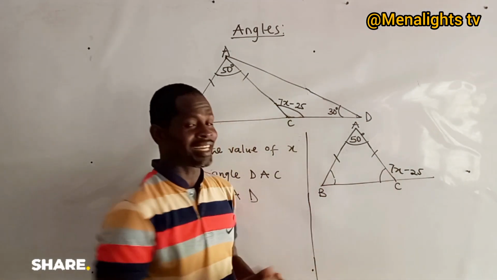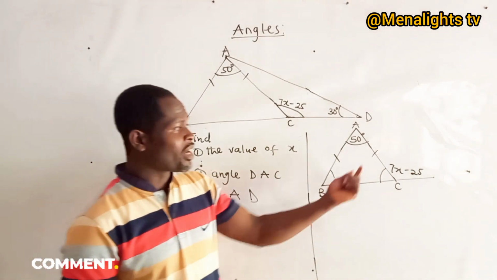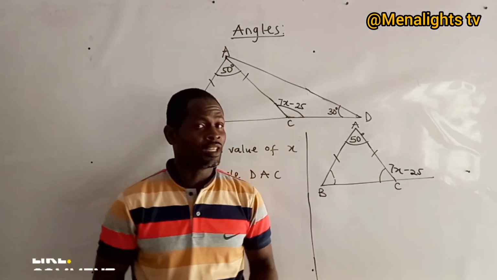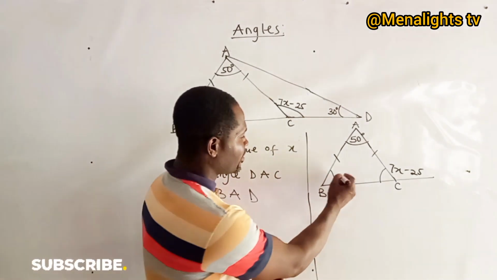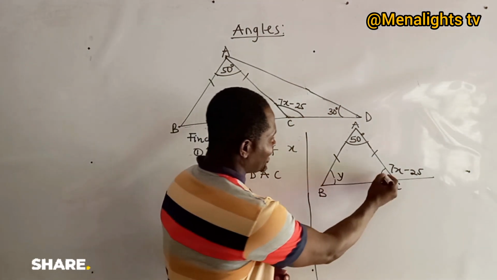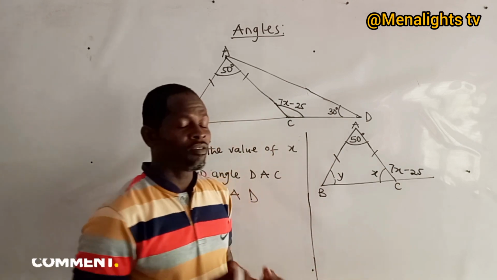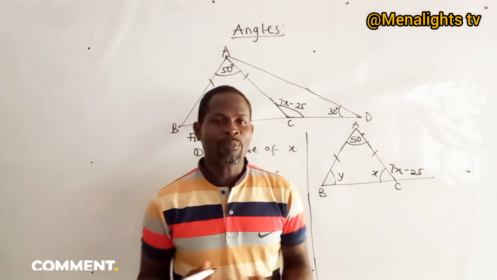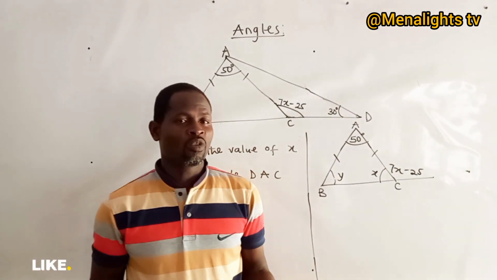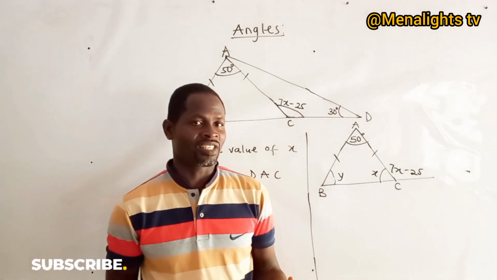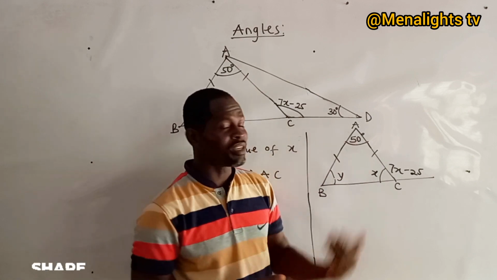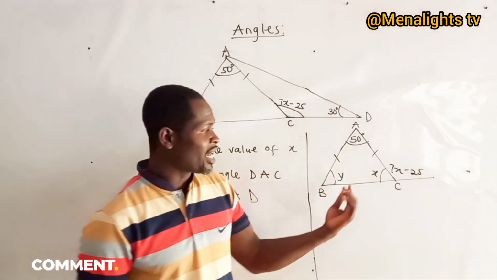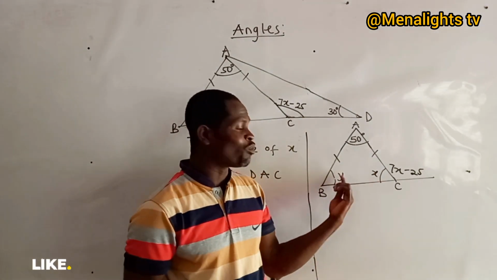So these two base angles are what? The same. So whenever you have two markings on the triangle, that means the base angles are what? The same. So we can say that this is y, this is what? x. So what you have to know is that the sum of angles in a triangle will give you what? 180 degrees. So if x plus y plus 50 degrees will give you 180 degrees. Here, when you look at this, the x and y, they are the same.